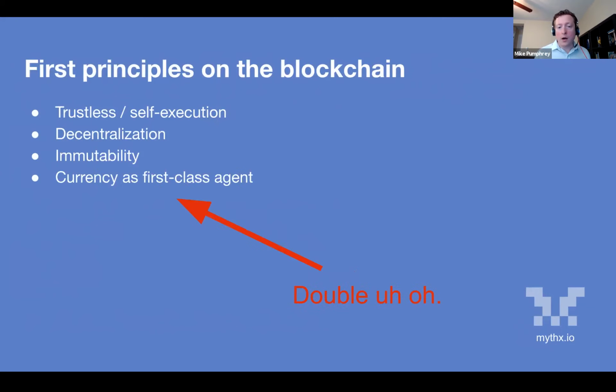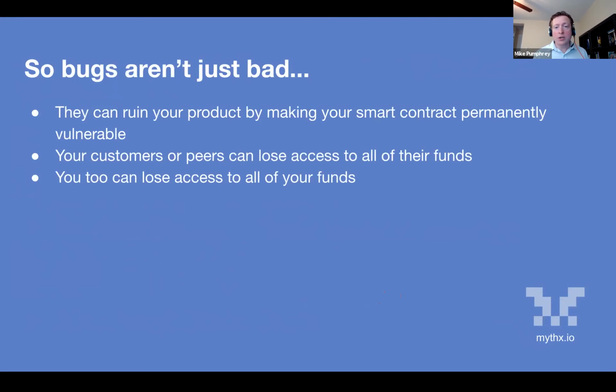And fourth, on the blockchain, currency is a first-class agent. With the World Wide Web, we had to bolt on currency. You pay with a credit card and things like that. But the currency component is built into the blockchain in general. Thus the uh-oh, because bugs aren't just bad. With a bug that involves currency, you can lose access to your funds, your users' funds, and that can be a big problem.